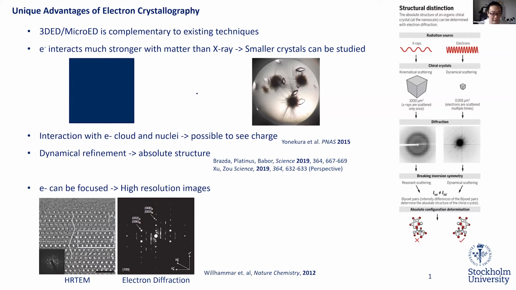Moreover, as I think the cryo-EM community knows, electrons can be focused, and we can get high resolution images, not only from single particles, but also from crystals. So this may one day help us to phase our diffraction data. The phase information is contained in high resolution images, and this may be a new way to do de novo phasing from electron diffraction data.